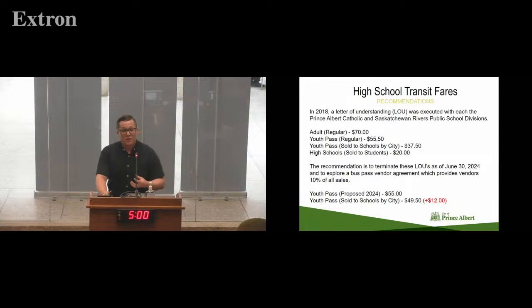So that'd be an increase of $12. Lastly, it's important to know that the schools would no longer have an agreement saying how much they subsidize, so they'd be free to choose the subsidy they see fit.